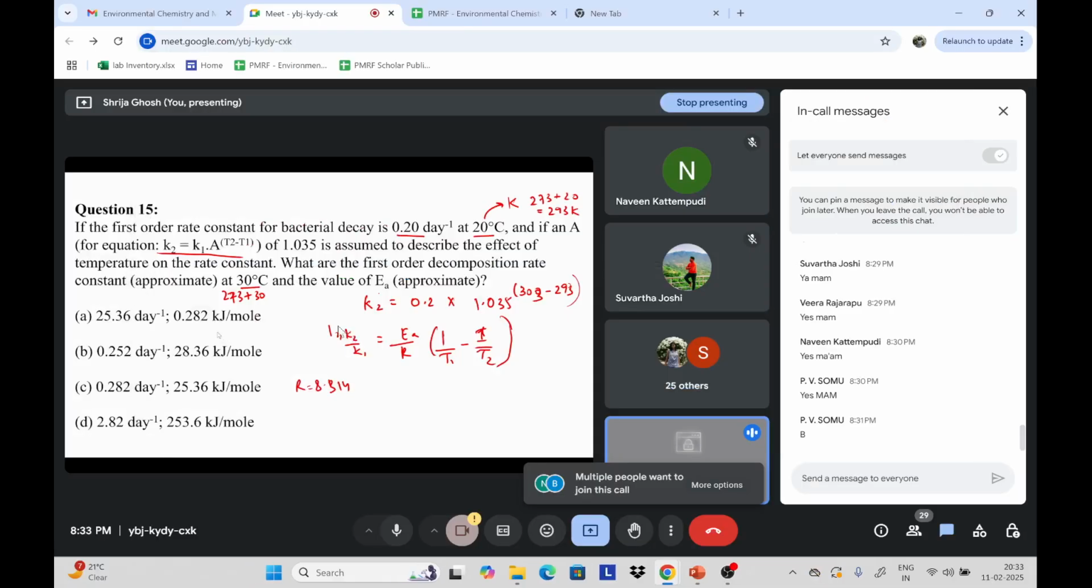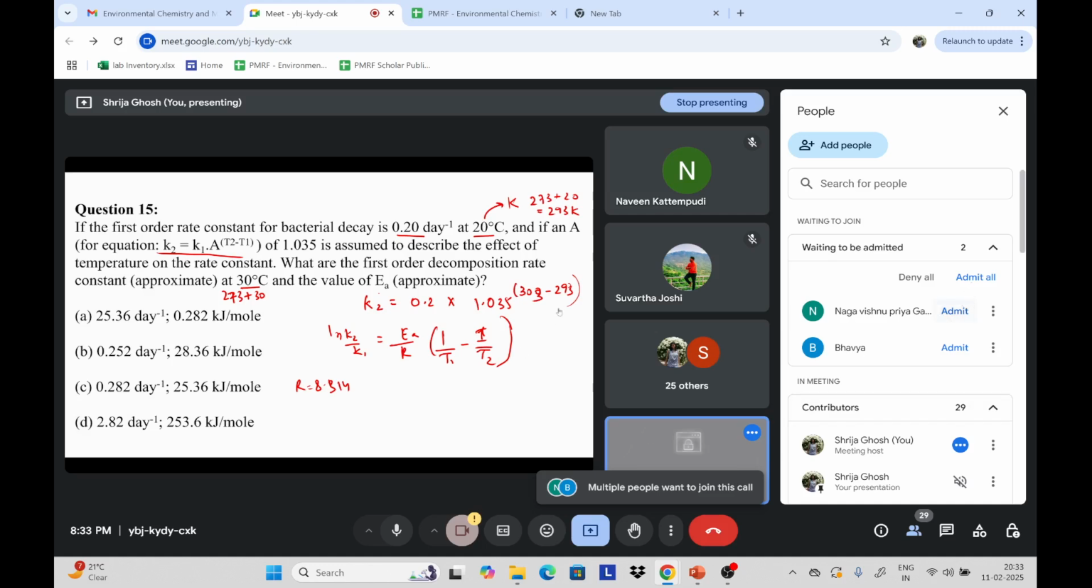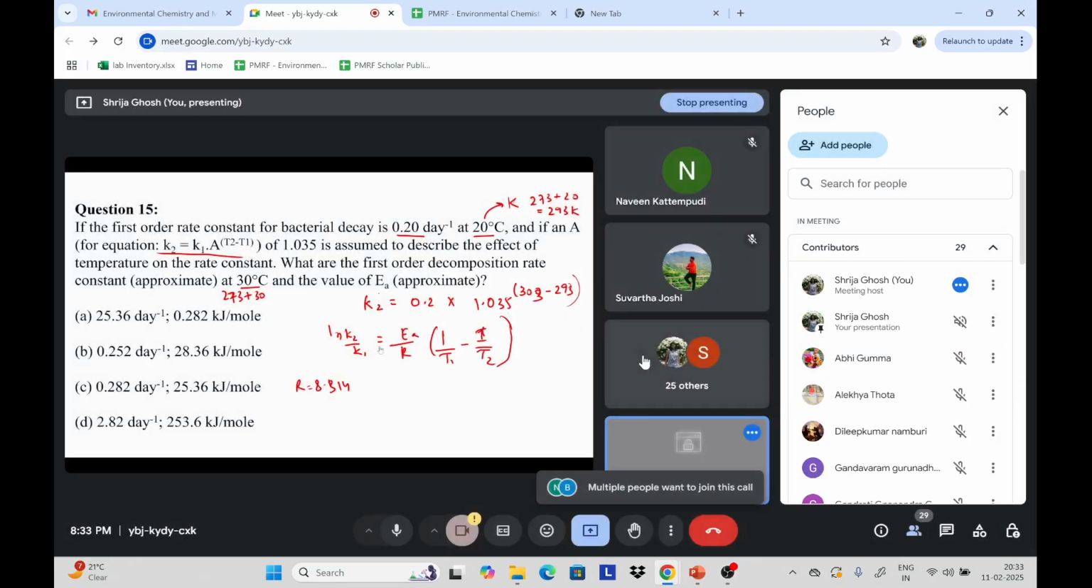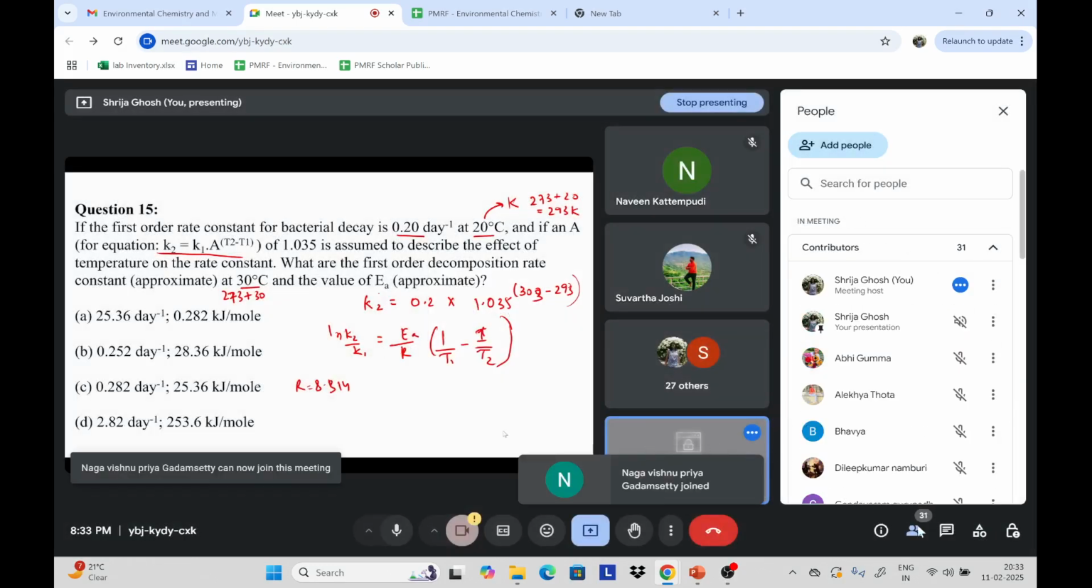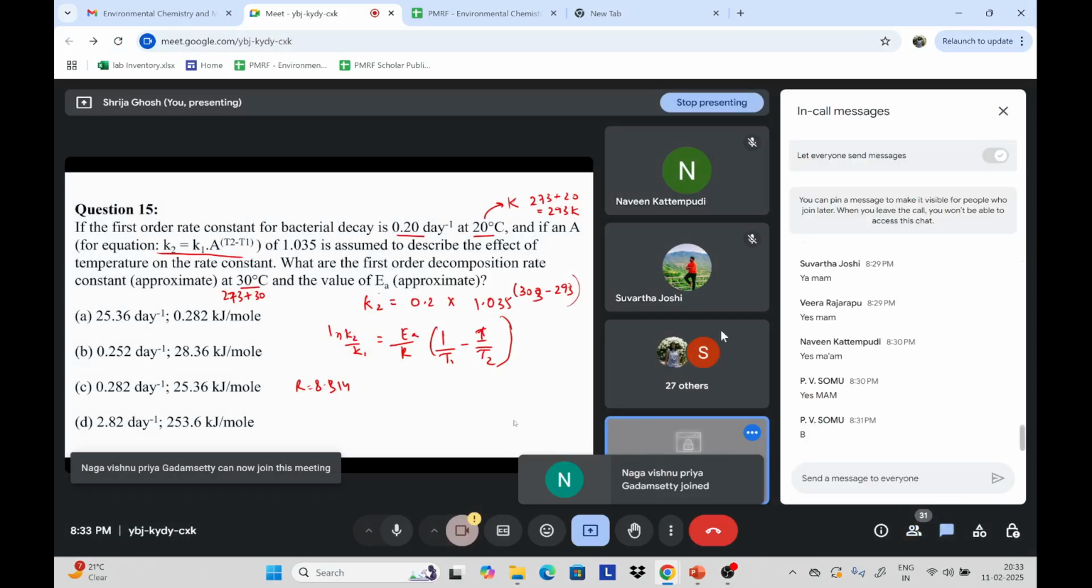Anybody is able to solve this? Okay, we have one answer. Option B. Anybody else?